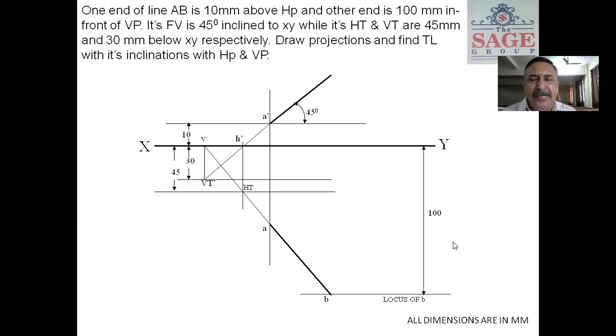Now, once we complete our top view, we can easily complete our front view. Yes, so this is point B dash. So our projections, front view and top view, are complete. Now we go for finding theta and phi.